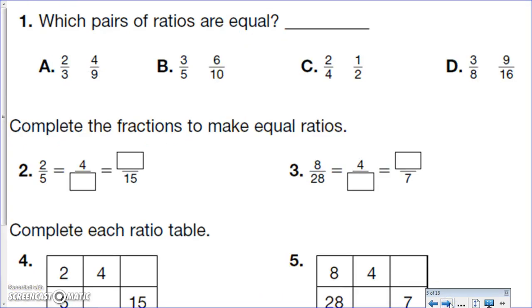So which pairs of ratios are equal? If we look through, we know A is not equal because 2 times 2 is 4, but they multiplied the 3 by 6. So we're going to cross that one out. For B, we have 3/5 and 6/10, and if we look, they multiplied the numerator and the denominator by 2, making that a set of equal ratios. So we're going to circle that.